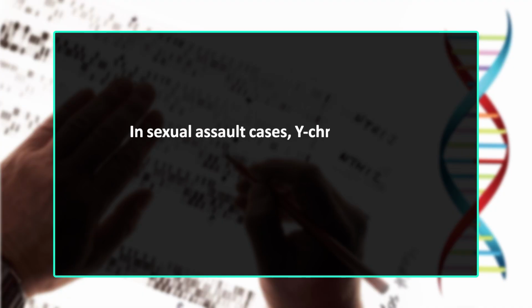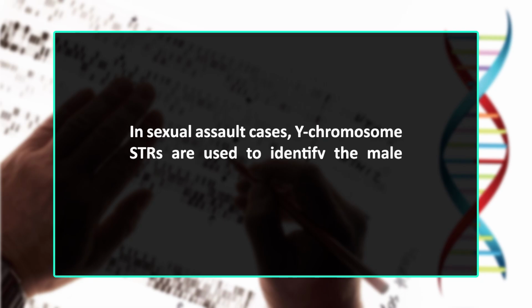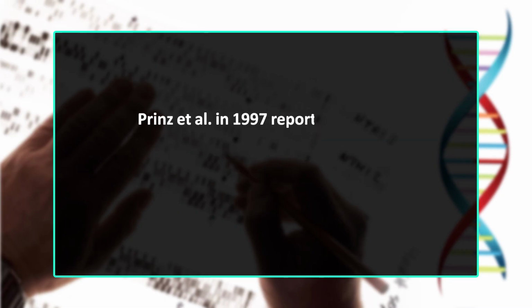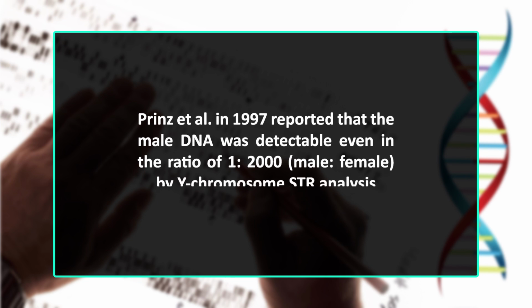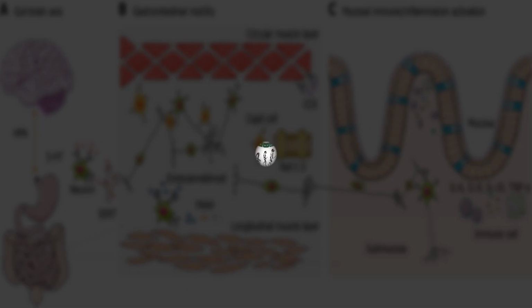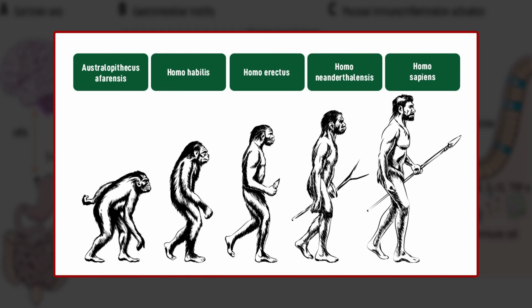In sexual assault cases, Y chromosome short tandem repeats are used to identify the male offender. Prinz et al. in 1997 reported that the male DNA was detectable even in the ratio of 1:2000, that is male to female, by Y chromosome short tandem repeat analysis, the application of which was also found in human evolution, genealogical and population studies.